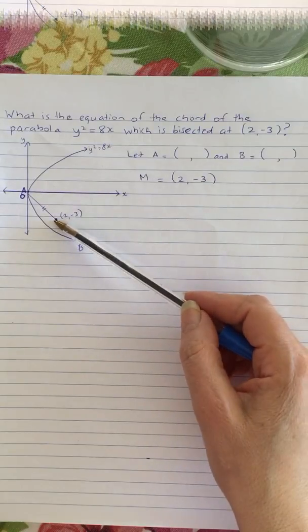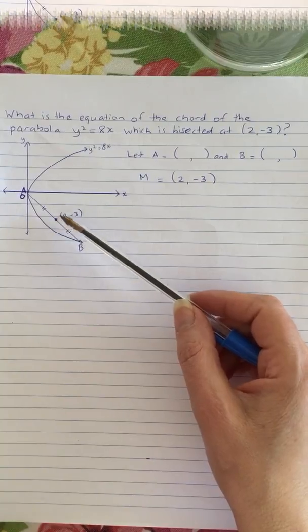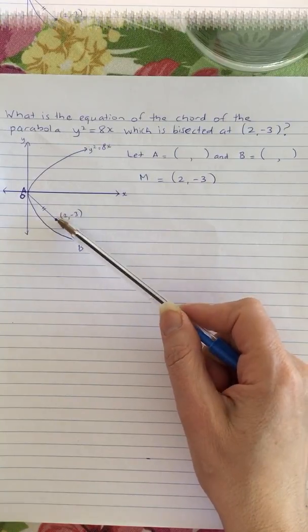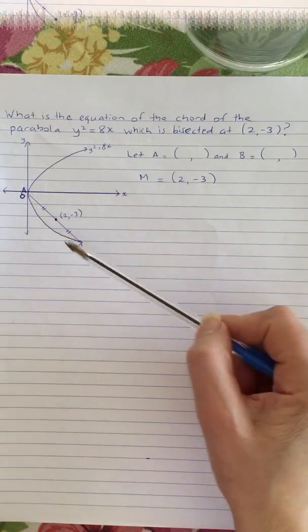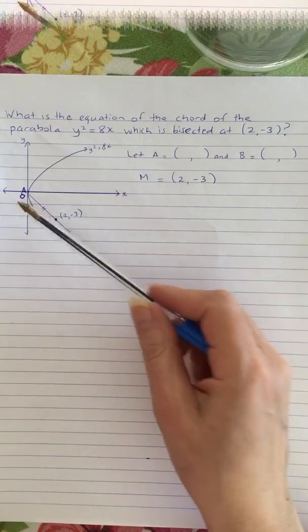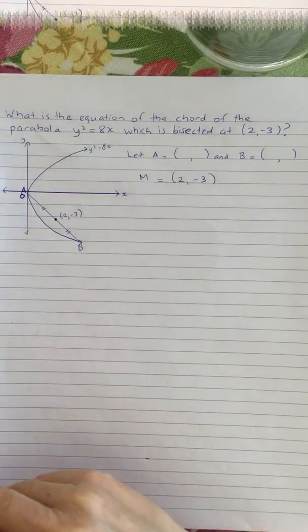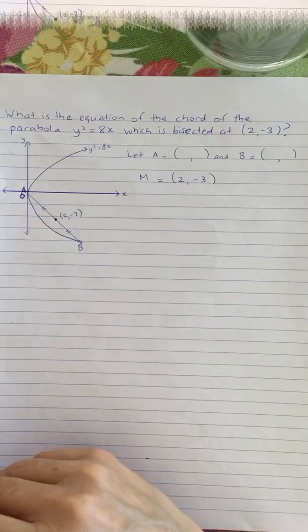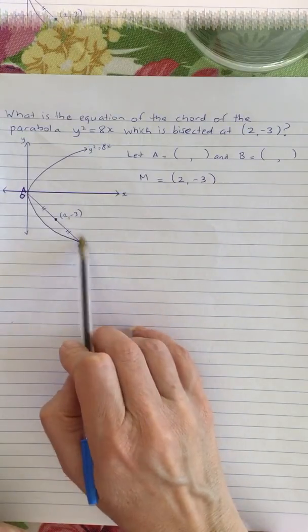You just have to give yourself an illustration of what's going on before you start doing any working out at all. All right, so this is the midpoint of that chord, and we don't know what the endpoints of that chord are. If we did know another point on that chord, we would readily be able to find the equation of that chord. So we're going to be aiming to find one of these endpoints, A or B of that chord.